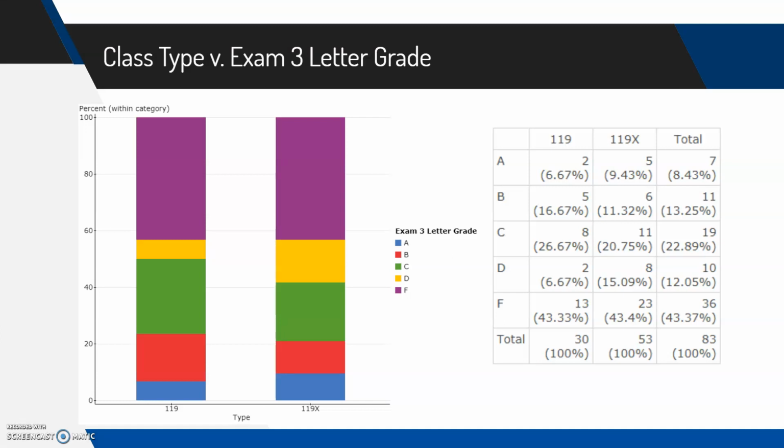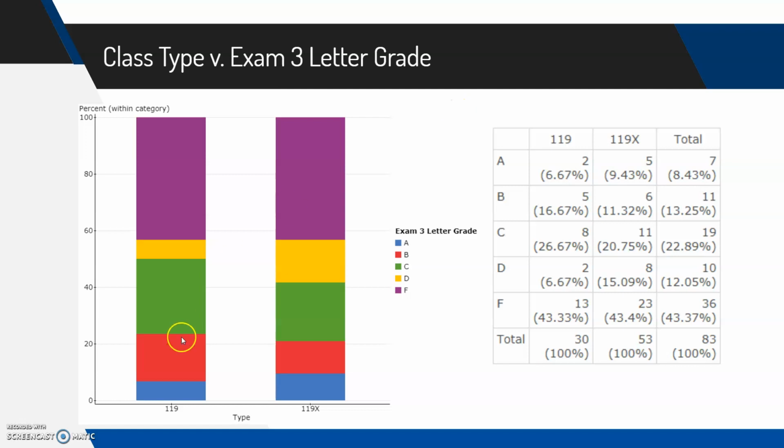letter grade of exam 3 score. So now I'm looking at 2 categorical variables. So to look at this, I did a stacked bar chart. For my stacked bar chart, you can see the D's and F's are the yellow and purple. So the yellow and purple section is much smaller in the 119 than it is in the 119X. So it looks like maybe the 119 performed a little bit better.